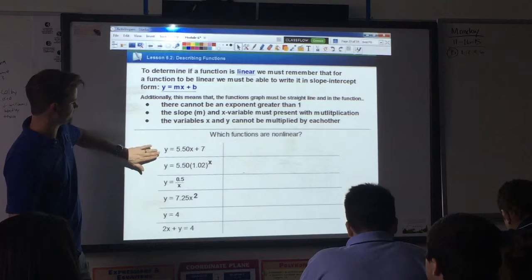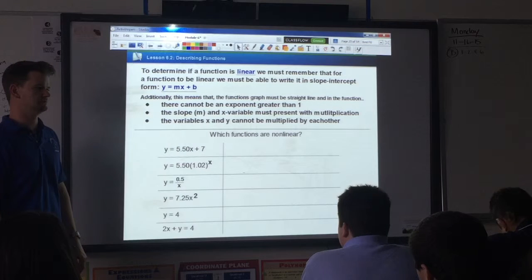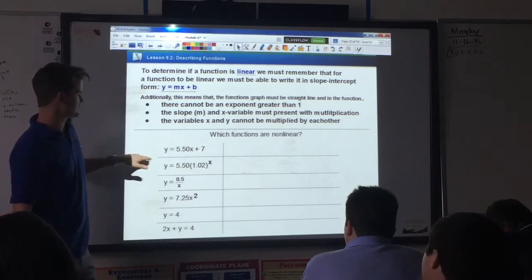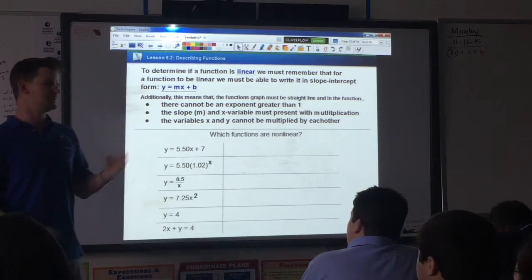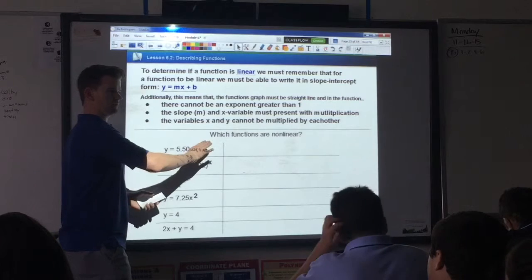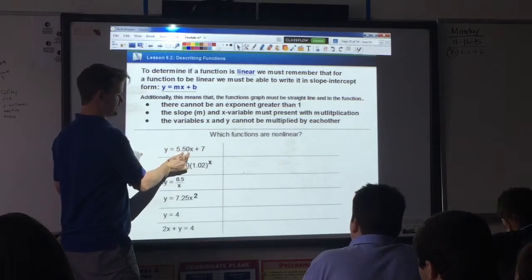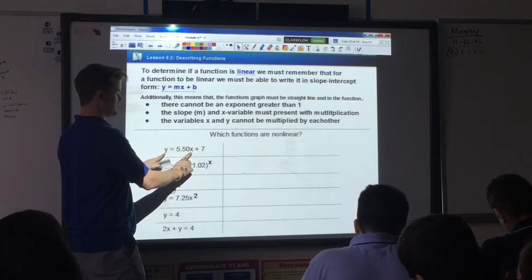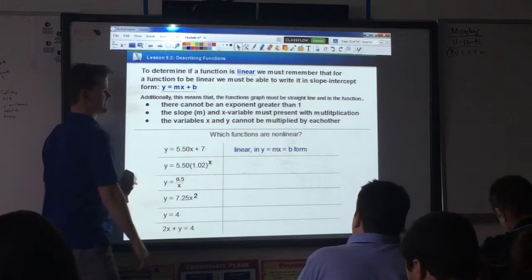So if we look at this first equation right here, is this linear, class? Yes or no? Yes. Let's go through the criteria. 1, can we write it in slope-intercept form? Yeah, it's already written in that form. 2, do we see any exponents here greater than 1? No, I do not. 3, is there multiplication between the slope and the x variable? Yes. And last but not least, are the y and the x being multiplied by each other? No. All the criteria have been met, which means that that is linear.